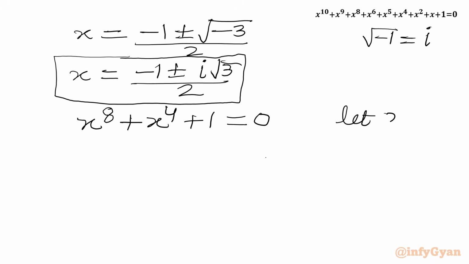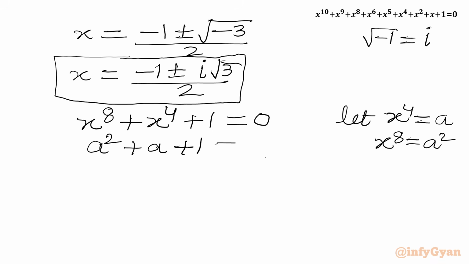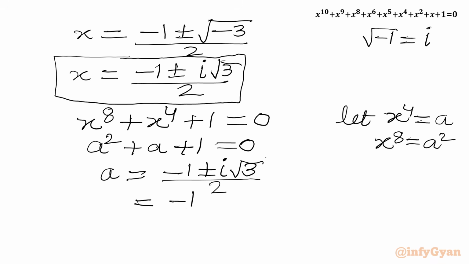Let's assume x power 4 equal to a. So x power 8 will be equal to a square. So our equation will become quadratic in variable a: a square plus a plus 1 equal to 0. By using the quadratic formula, we will get a equal to minus 1 plus minus i square root 3 over 2. Now we will write minus 1 over 2 plus minus i times square root 3 over 2.